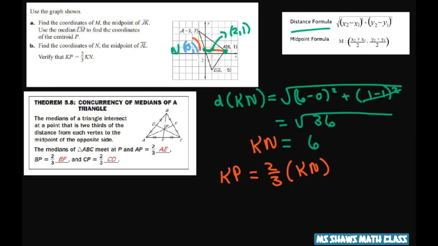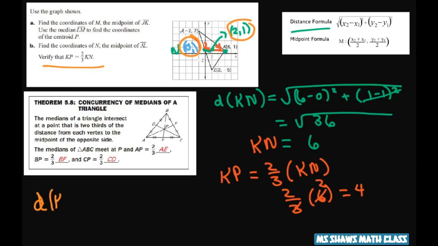So 2/3 of KN is 6, so that's 2/3 of 6. 3 goes into 6 2 times, so that's going to be 4. So KP is 4, so this should be 2. So what I need to do to verify it is to do the distance formula again. So now I'm looking at these 2 points here. So that has to equal 2. So we're going to do the distance of, or is it K? It's PN. PN. And hopefully it will be 2.